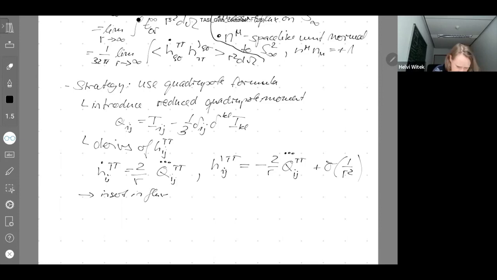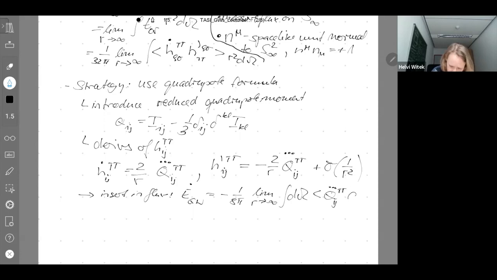Okay, so let me insert this here. You're not quite done yet. There's one more step that we need to do, and then we are done. So here we have minus 1/8 pi, limit that r goes to infinity, integral d omega, and then we have the third time derivative of our reduced quadrupole moment times the third time derivative Qij here. Still in the transverse traceless gauge.